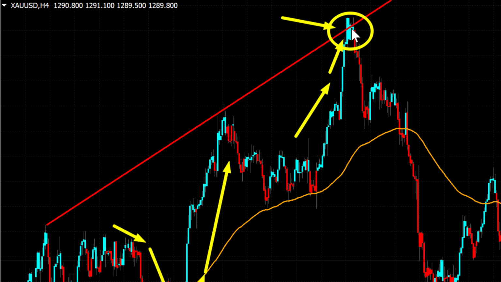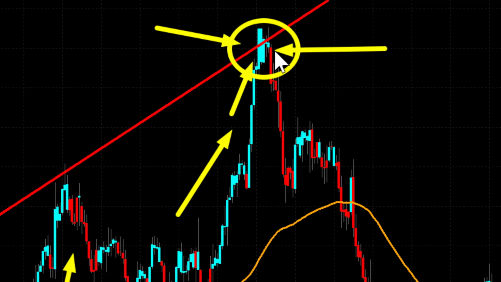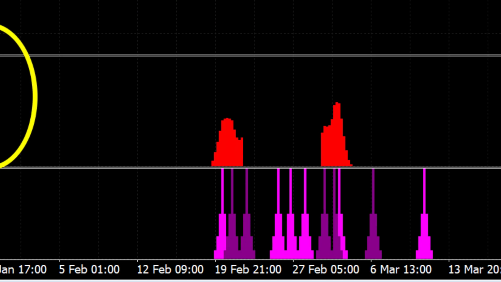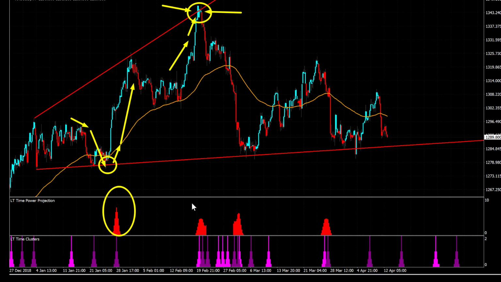You can see this trend line resistance right over here. But remember, we combine price resistance with time resistance. And what do we have down here? Right over here, we got time resistance, you can see here. So we had price resistance and time resistance come together.